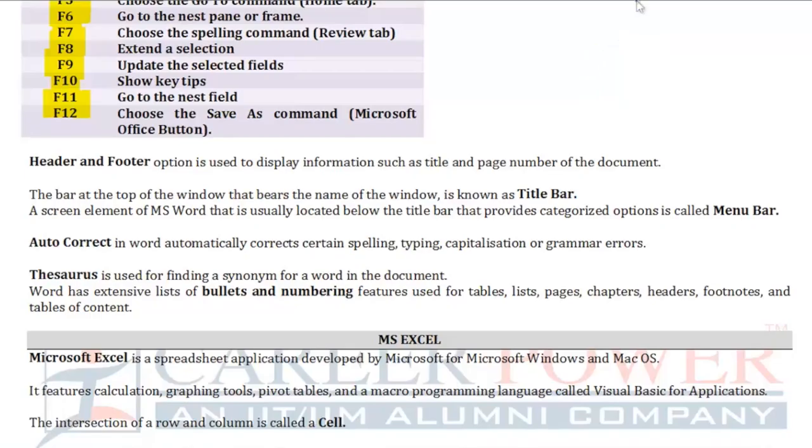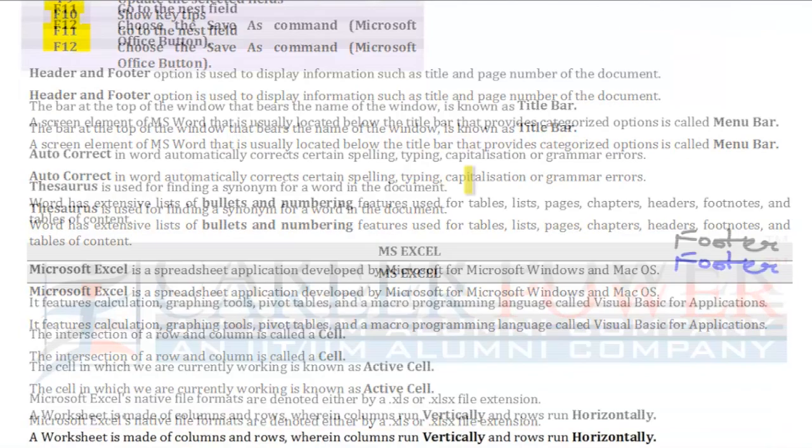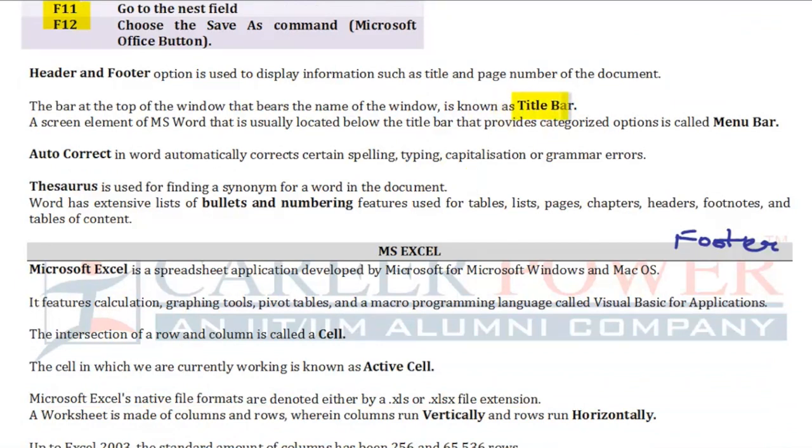Then there is header and footer. A header is displayed at the starting, as the name tells. It displays at the starting of the document, and a footer can be displayed at the ending. Next, let us have a look at what is title bar and menu bar. The bar at the top of the window that bears the name of the window is known as the title bar. And then we have menu bar, which is a screen element of MS Word that is usually located below the title bar. That is, menu bar is located below the title bar.